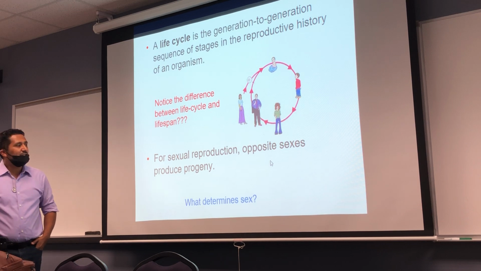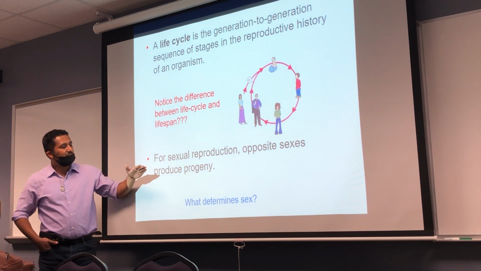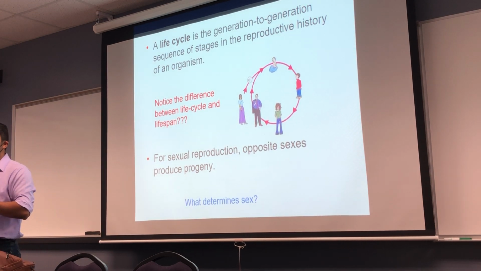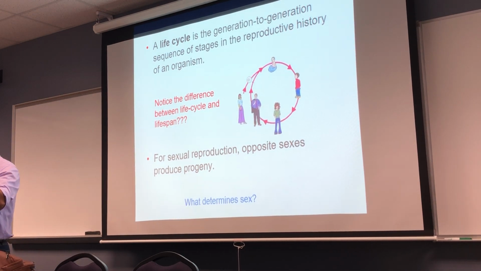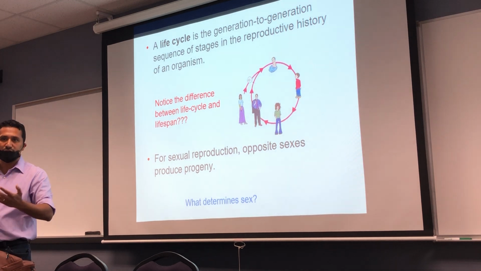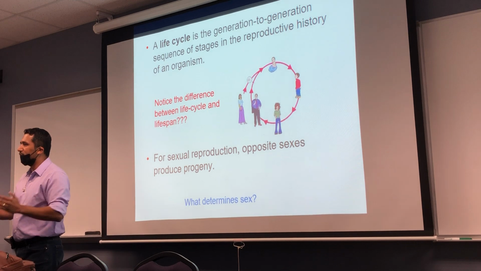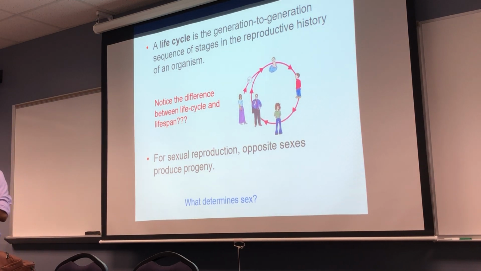And for sexual reproduction, opposite sexes produce progeny. So you need male and female gametes, these egg cells and sperm cells fertilize, and then you have the new individual. What determines the sex? The sex chromosomes. We're going to see that more in a minute.